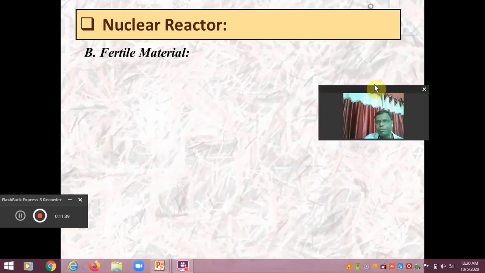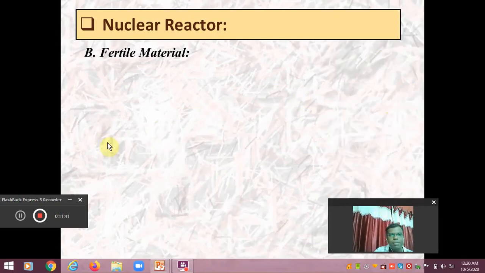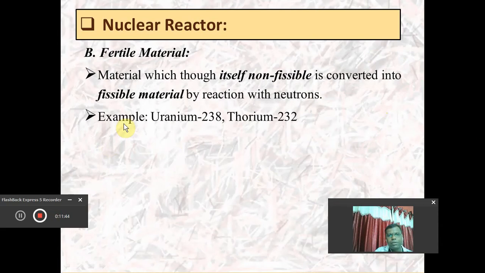Dear friends, based upon the fission process, another type of material is called the fertile material. So what is the fertile material? The material which, though itself non-fissile, meaning it will not undergo fission directly, can be converted into fissile material. It's very important. It can be converted to a material which can undergo fission directly by reaction with a neutron, and those materials are called fertile material.